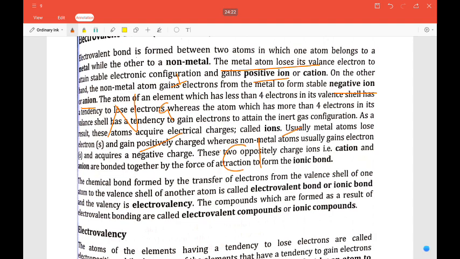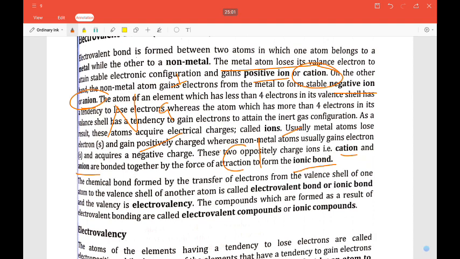Na plus is a positive ion, or cation. And when chlorine gains an electron, it becomes a negative ion. It is called anion. So electrovalent bond is found between metal and non-metal. Metal loses electrons and becomes a positively charged ion, and non-metal gains electrons and becomes a negatively charged ion, or anion.